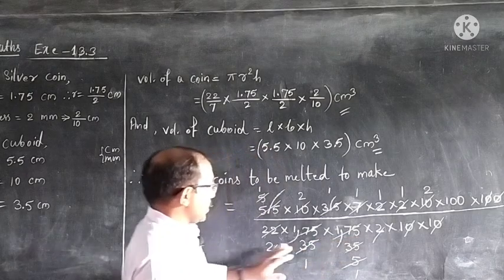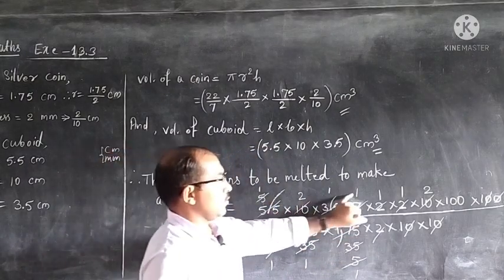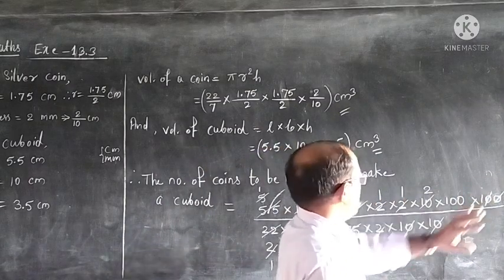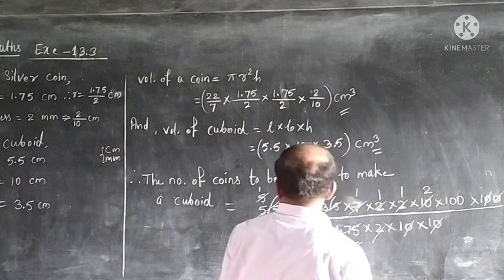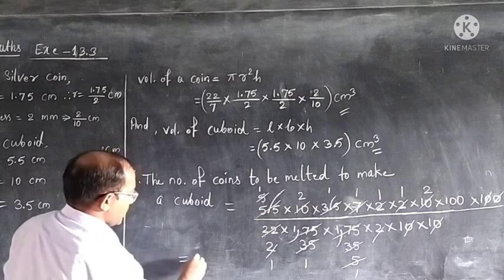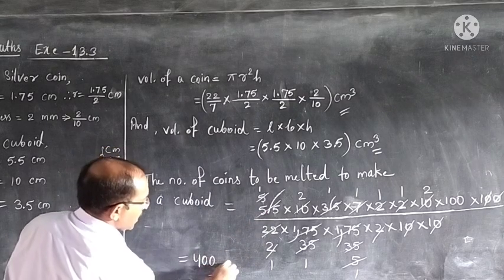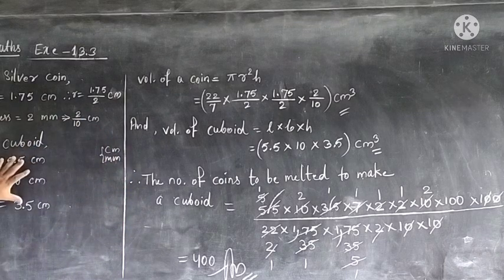So, in the denominator now nothing remains. Whatever is there in the numerator, 1, 2, 1, 1, 1, 1, 2, 100. That means 2 into 2 into 100. Finally we get, we can write here, 2 twos are 4 into 100, 400 coins we will melt, and thus this dimension cuboid we will be able to make.